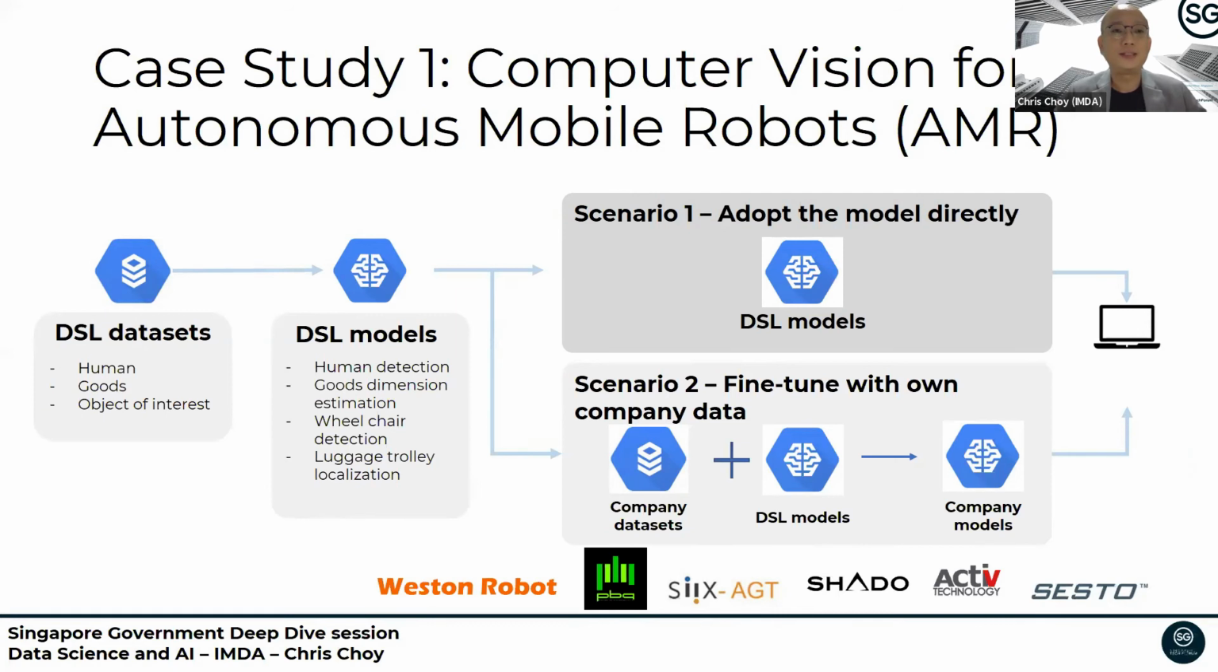And these images can then be used to train the computer vision models to detect the objects in the actual settings. And these models, we can then make available to these vendors. Depending on the performance, they can directly use and integrate these models into their AMRs, or they can fine-tune them further with their own company's data. And we do have success stories to share arising from our collaboration with the vendors, shown in these slides.